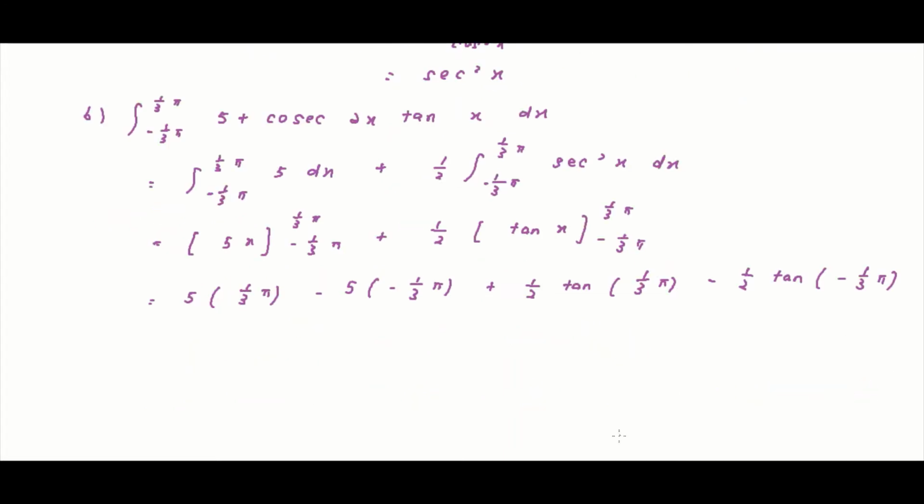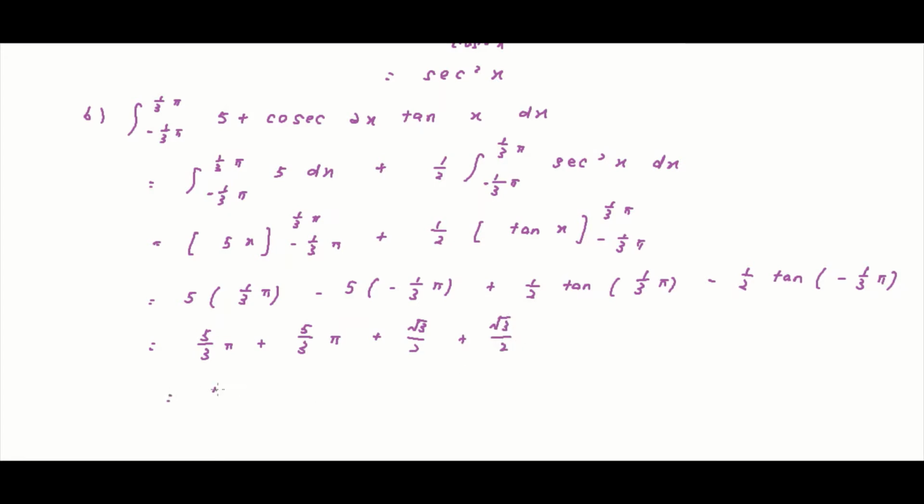Let's try to combine them. 5 over 3 pi plus 5 over 3 pi as well. Then after that, for this part you can just use your special angle. Plus 1 over 2, tangent 60 degrees gives you square root 3, so square root 3 over 2 minus. You remember, when you check with your calculator, you should check tangent negative. I think it will give you negative square root 3, so negative will bring you positive. So positive square root 3 over 2.